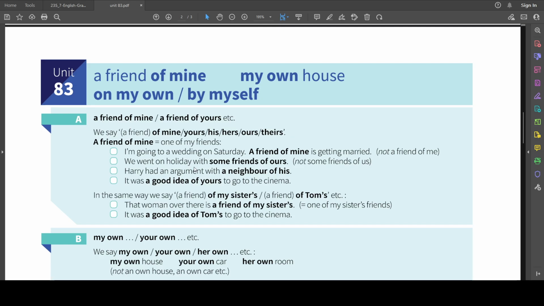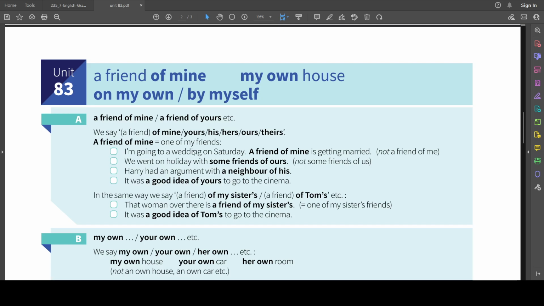Okay, so let's start. A friend of mine, or a friend of yours, and so on. We say a friend of mine, a friend of yours, a friend of his, and so on. When we're talking about possession, a friend of mine is the same way to say one of my friends. It has the same meaning. Remember, in a language, we have many ways to express the same ideas. In this case, a friend of mine or one of my friends has exactly the same meaning, maybe a slightly different structure, but it expresses the same idea.